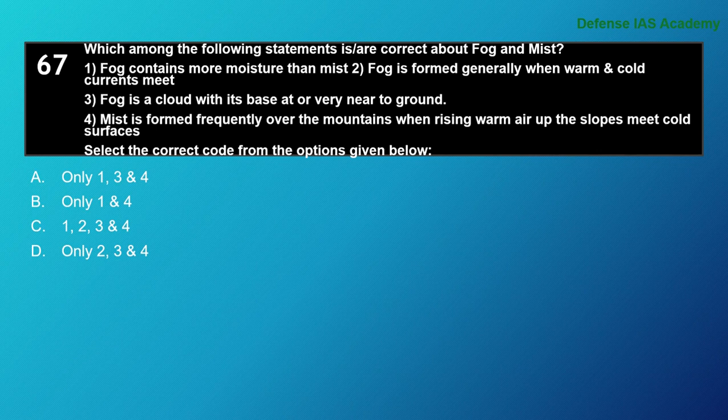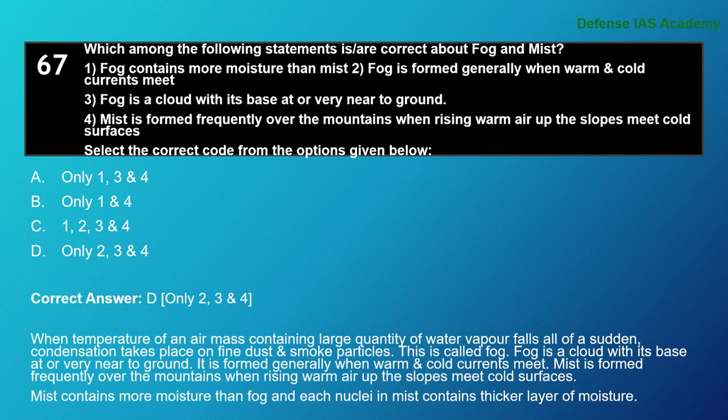Which among the following statements is correct about fog and mist? 1. Fog contains more moisture than mist. 2. Fog is formed generally when warm and cold currents meet. 3. Fog is a cloud with its base at or very near to the ground. 4. Mist is formed frequently over the mountains when rising warm air up the slopes meets cold surfaces. Select the correct code from the options given below. The correct answer is option D, only 2, 3 and 4.